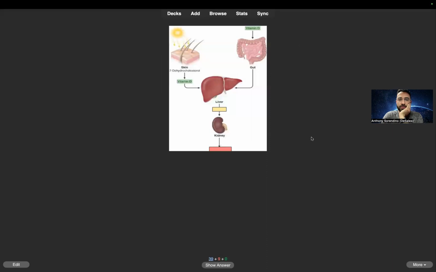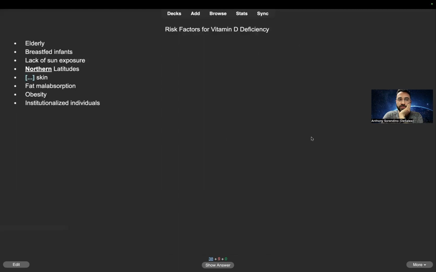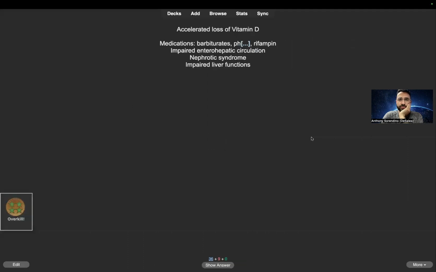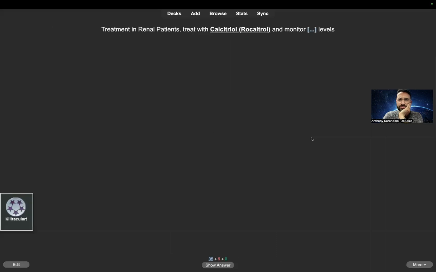Physiologic cause of deficiency, decreased production, normally decreases with age. Yeah, so your dietary intake and your sun and general skin production go down with age. That's going to be 125 OH. Risk factors for vitamin D deficiency, like darkened skin. UVB is going to be the one that gives you that cholecalciferol. Accelerated loss of vitamin D, medication barbiturates, what? Oh, another med. Oh, phenytoin. Yeah, that messes a lot of things up.